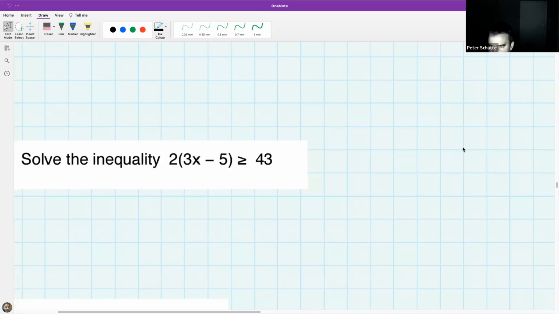So if there is an equal sign, must we include the number? Yes, Nozi, that's exactly what you need to do.